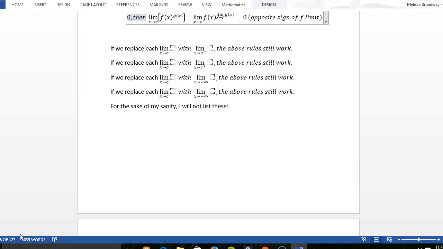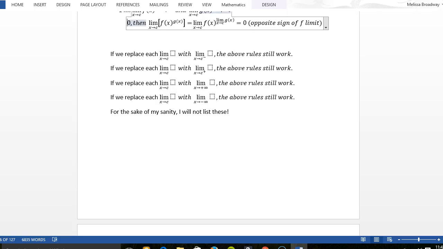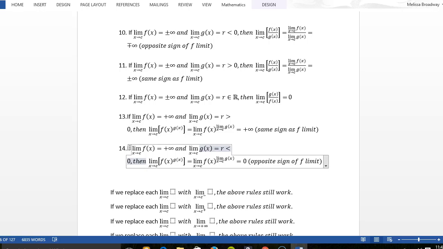Hello again. From the last video, if we replace the limit x goes to c in each of these rules with the limit x goes to c minus, or c plus, or even with x going to the infinities, all the above rules will still work. That is, the rules from the last video are good to go even if we replace c with a one-sided c minus or a one-sided c plus, or if we more radically replace c with positive or negative infinity.